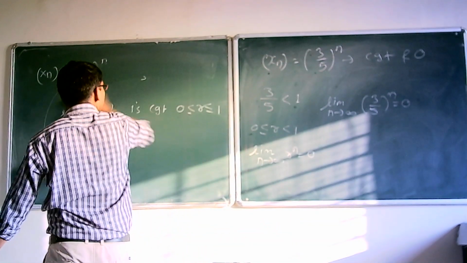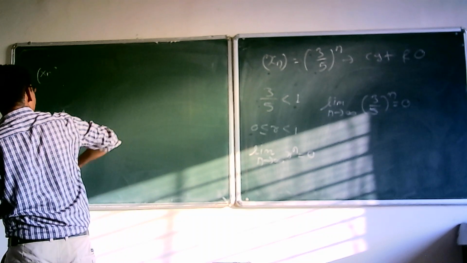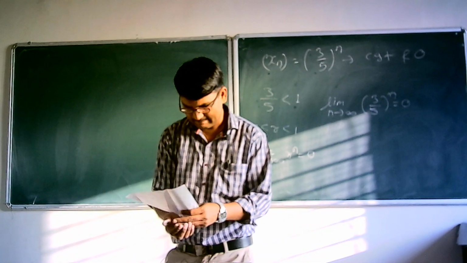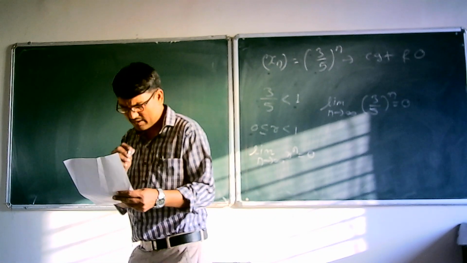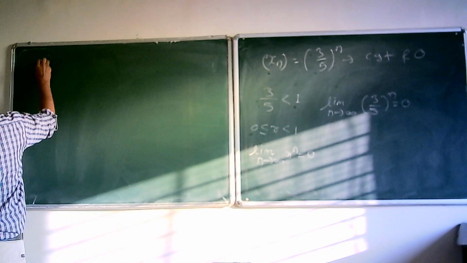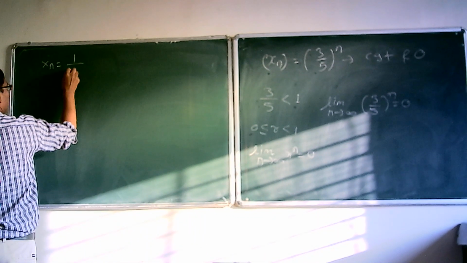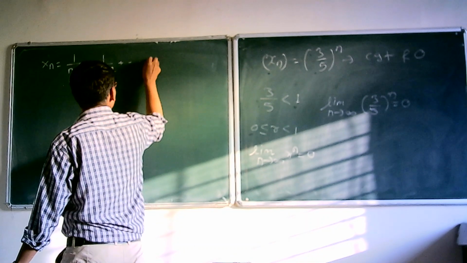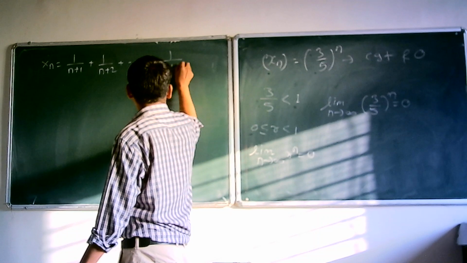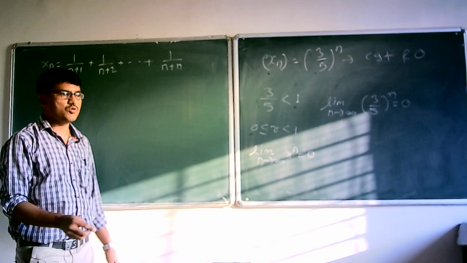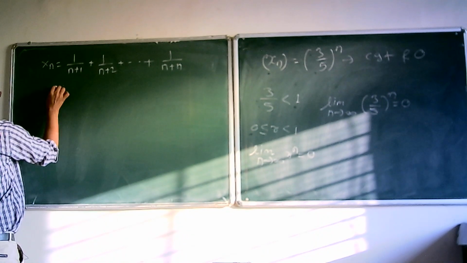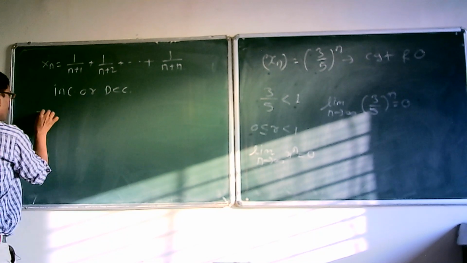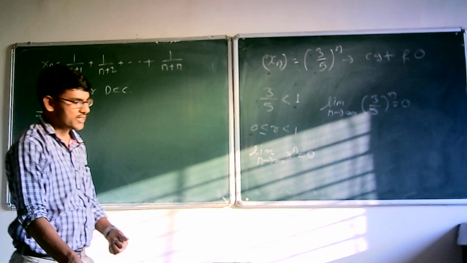Now next. The sequence xn is equal to 1 upon n plus 1 plus 1 upon n plus 2 plus dot dot dot 1 upon n plus n. Is it increasing or decreasing? We want to check whether this sequence is an increasing or decreasing sequence.